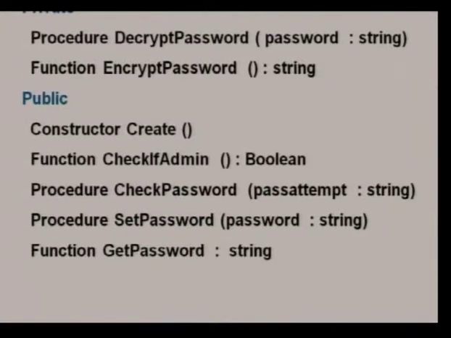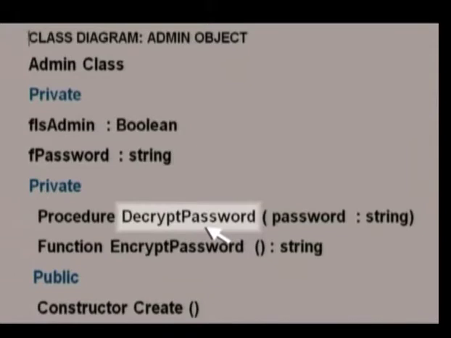We'll need some methods to provide an interface that a program can use. Those are the public methods. And here are the two we looked at before: check password and check if admin. But where did these others come from? Set password must be called when the program opens and reads the encrypted password, which it passes as a parameter. The set password method will then call the decrypt password method and pass on the encrypted password.